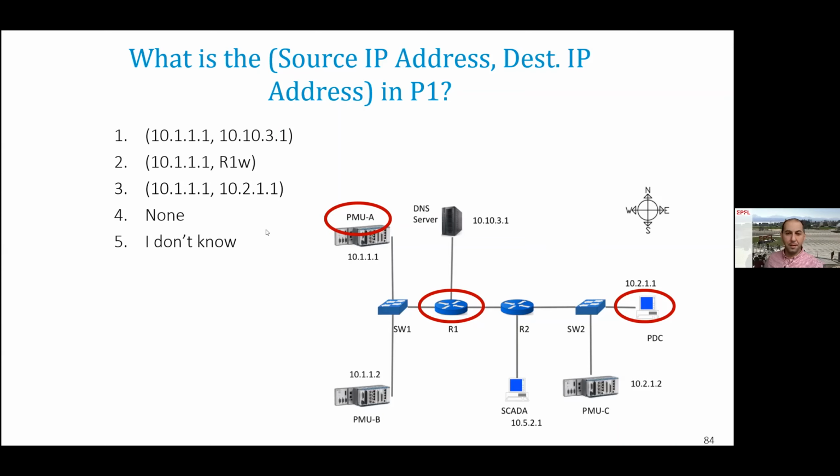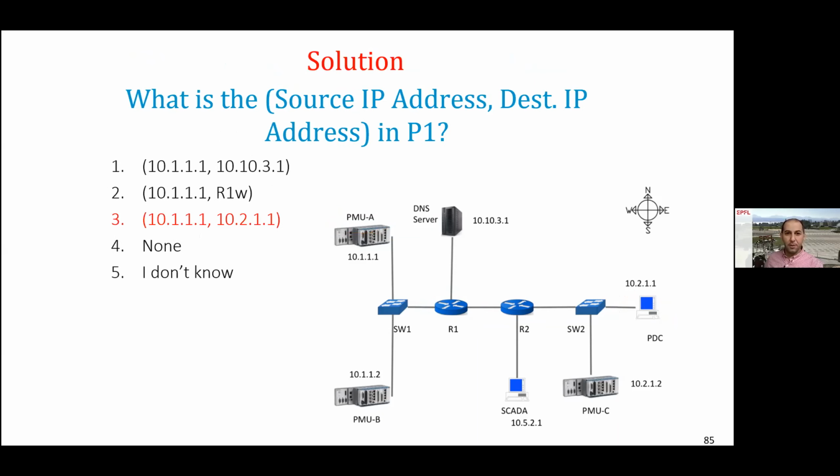Okay, and the majority is right. So we have this tuple here. The source IP address corresponds to the PMU, the source of the message. The destination IP address corresponds to the final destination of the message, which is the PDC.